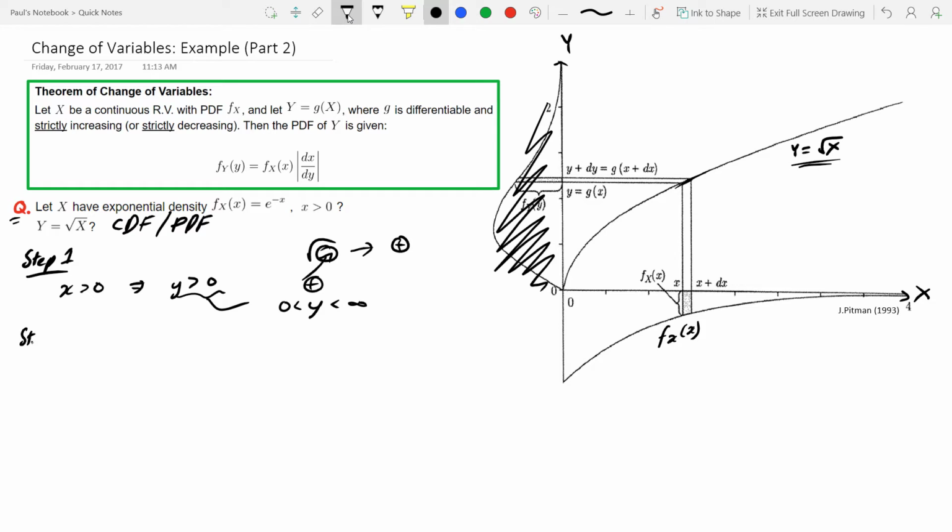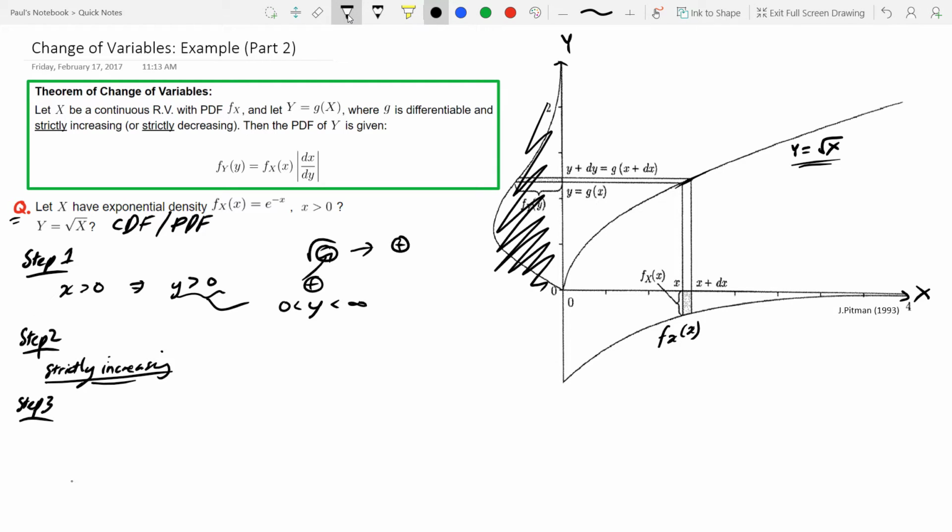Now step 2 is identifying whether this function is strictly increasing or decreasing. And this function is definitely strictly increasing, because it doesn't have a turning point per se. It's just always constantly going up, and it doesn't have a gradient of 0 anywhere. So that's good.